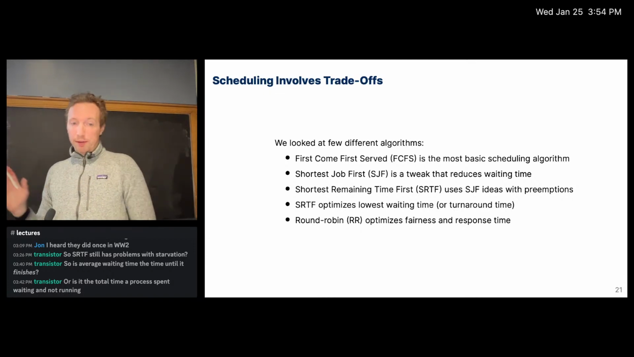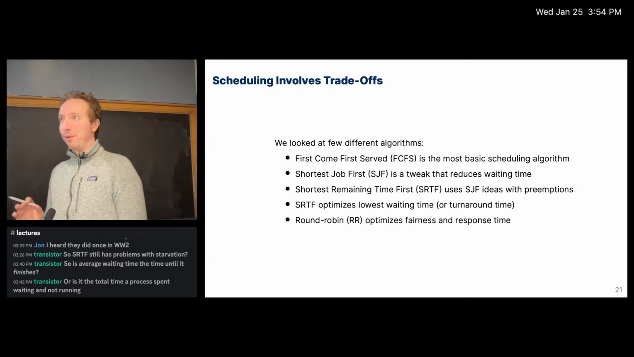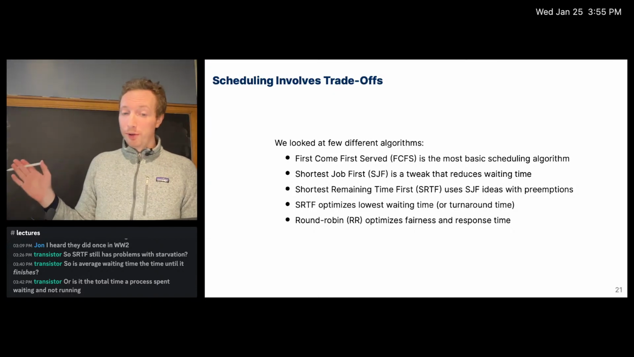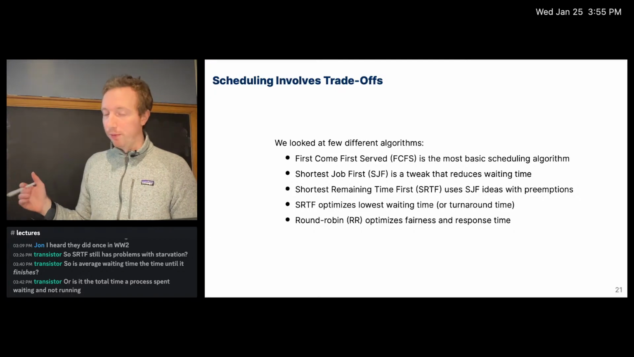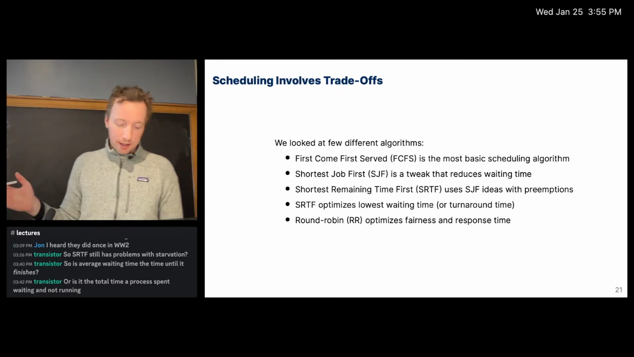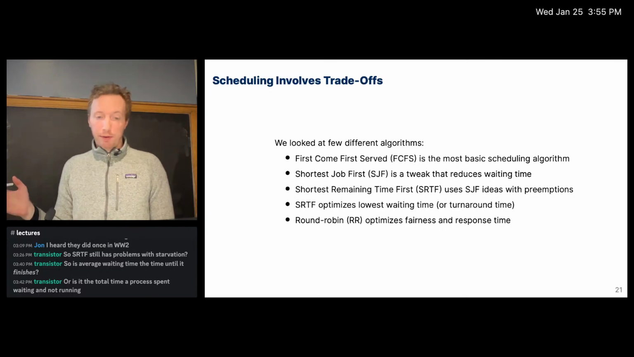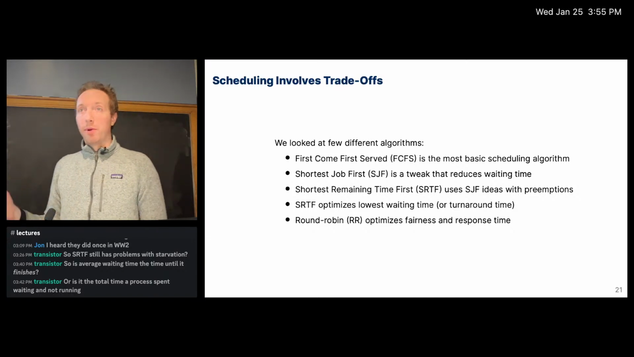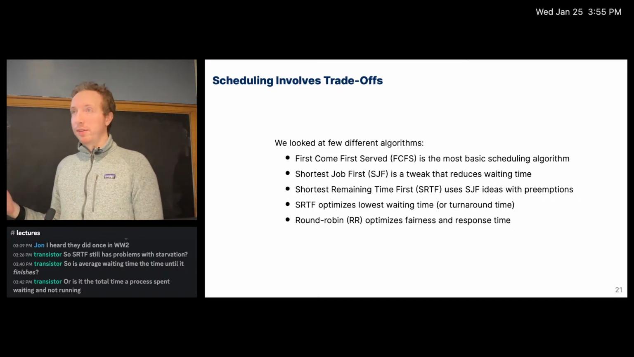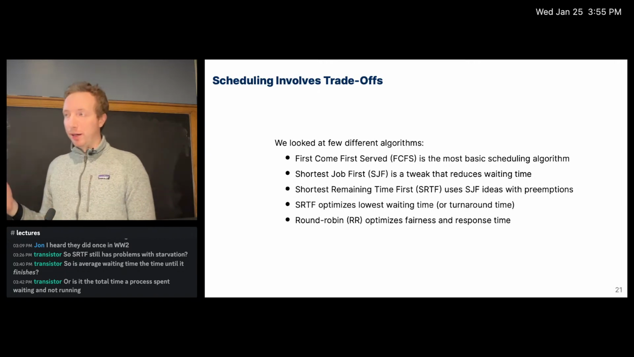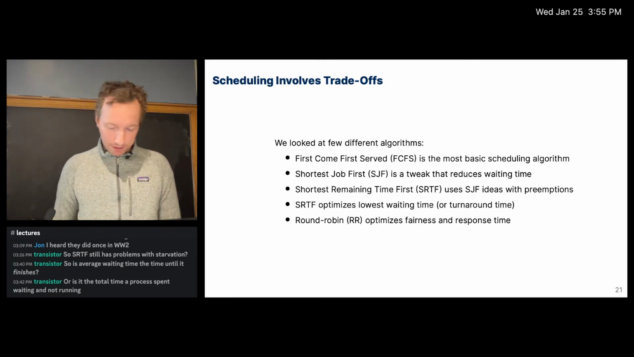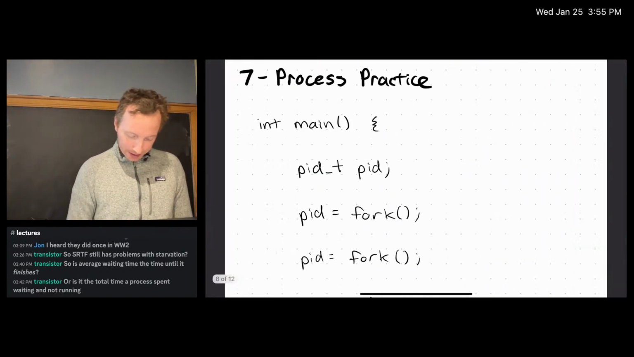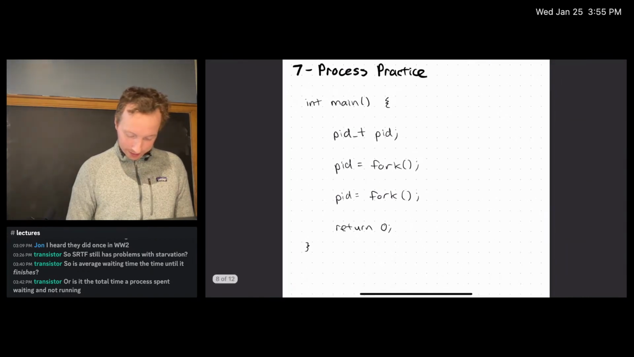So scheduling involves lots of trade-offs. We looked at a bunch of different algorithms, although some of them were probably somewhat intuitive. First come, first serve, shortest job first, shortest remaining time first, which is the same idea with preemptions, which optimized the lowest waiting time. Then we had round robin, which kind of optimized fairness and response time, but our average waiting time gets sacrificed a bit. So before we end, we'll go back to some process practice.